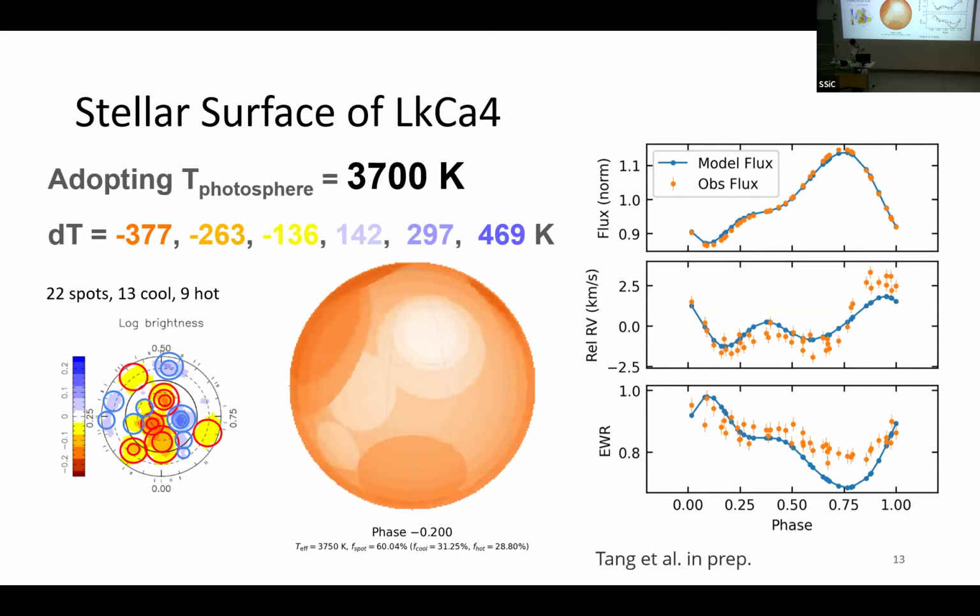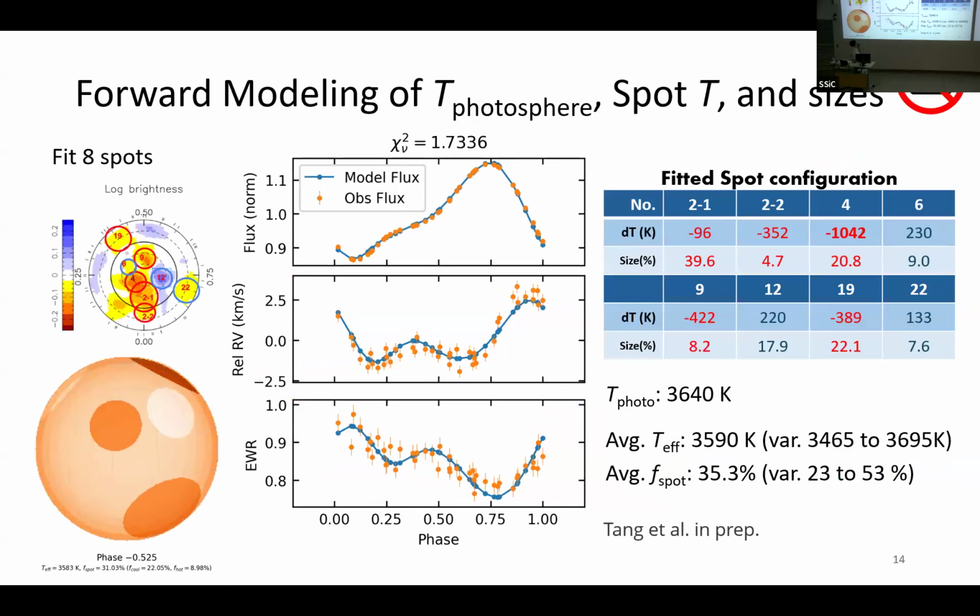So now at this point, we think that equivalent width ratio is actually pretty good at breaking the degeneracy. So I do an actual forward model fit with only 8 spots here. And then you can see that we're fitting the temperature of the spots, the size of the spots, and you get this nice fit here, reduced chi-squared 1.7.